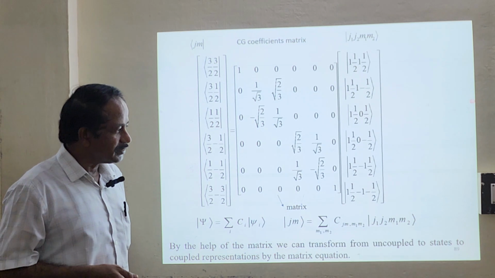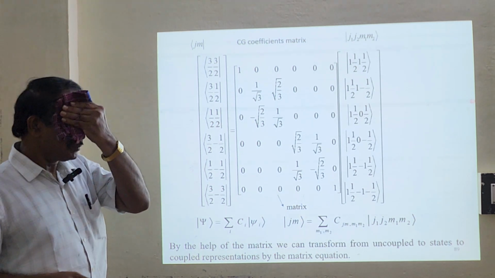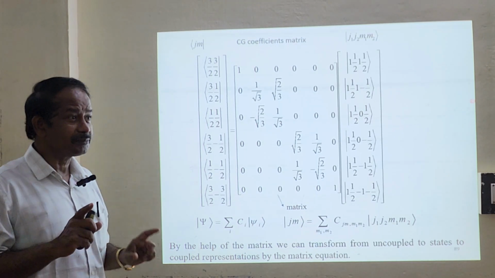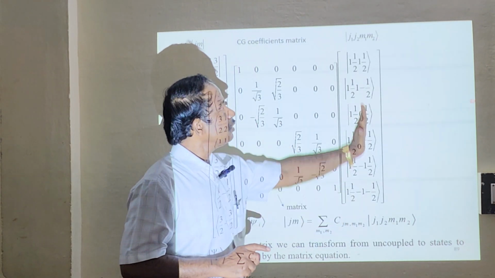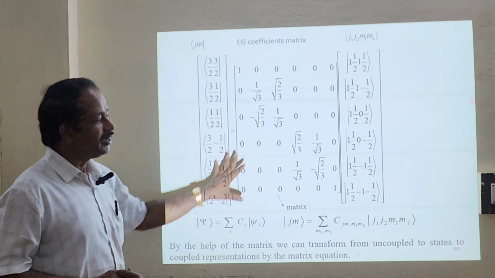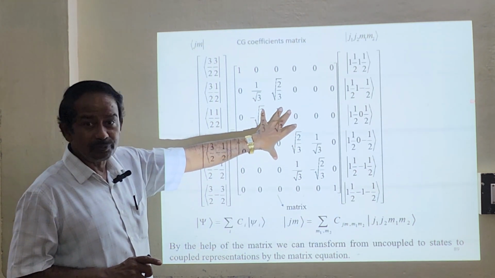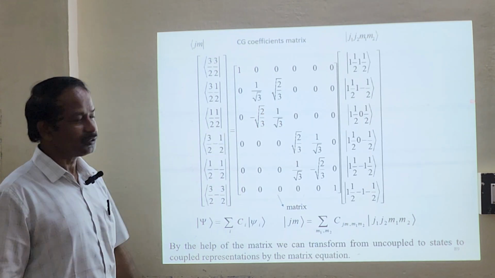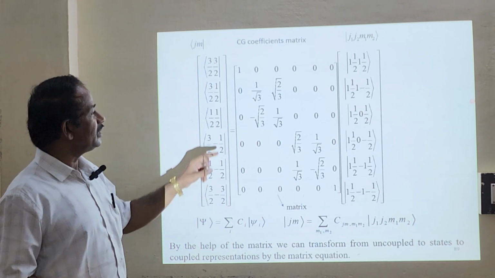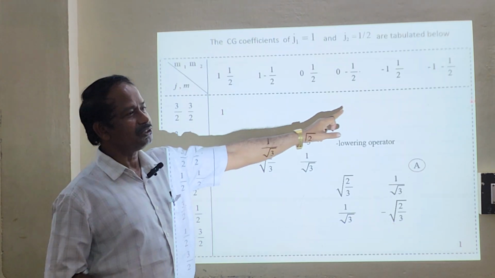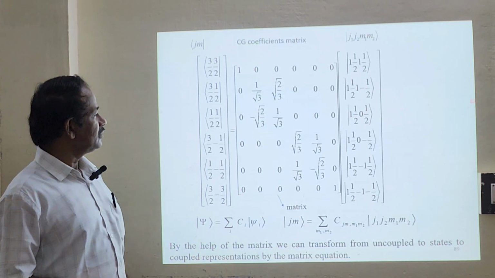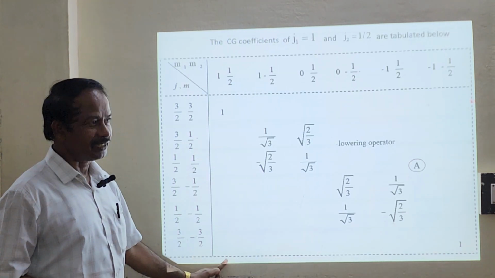Now, as I said, this can be written in terms of matrices. Clebsch Gordan coefficients can be written in terms of matrices. We have all the uncoupled states and all the coupled states, and we are going to have Clebsch Gordan coefficients in a matrix form. See here, 1 0 0 0 0. Similarly, 1 0 0 0 0 here.